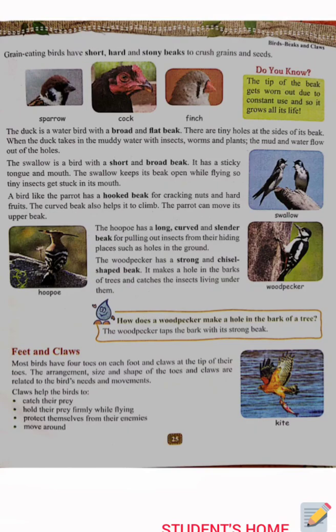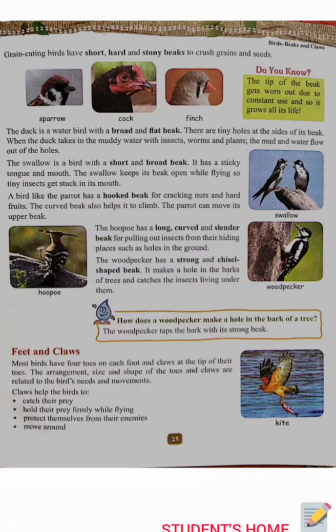It has a sticky tongue and mouth. The swallow keeps its beak open while flying so tiny insects get stuck in its mouth. A bird like a parrot has a hooked beak for cracking nuts and hard fruits. The curved beak also helps it to climb. The parrot can move its upper beak.